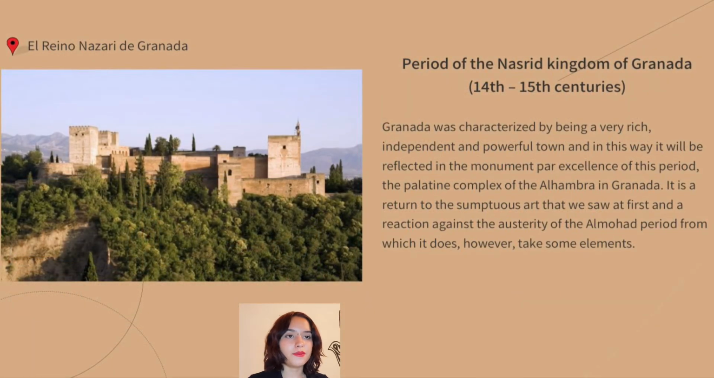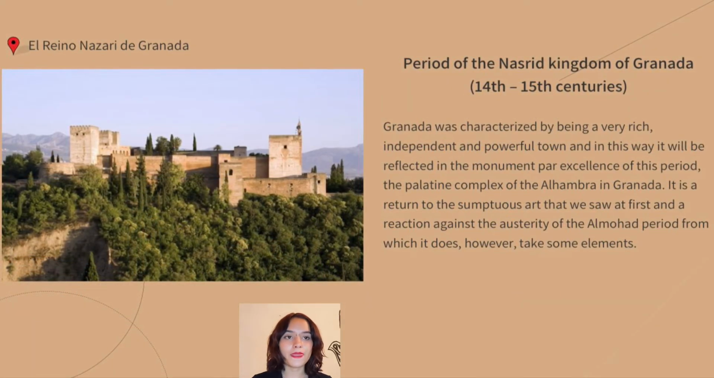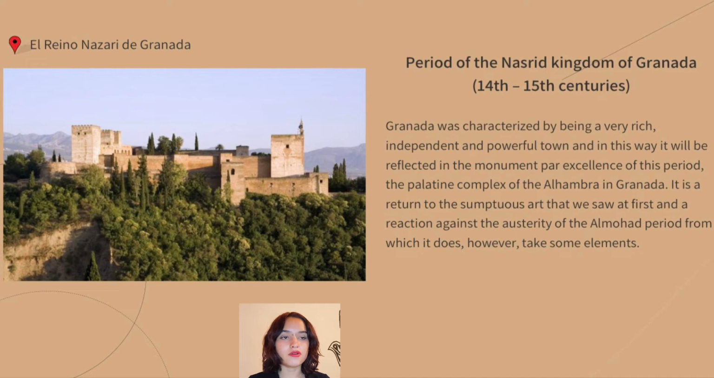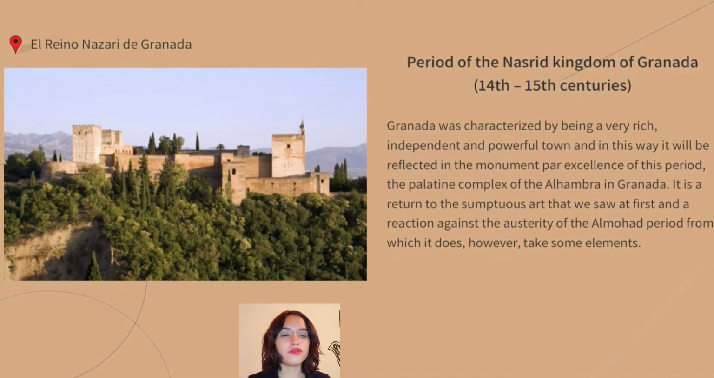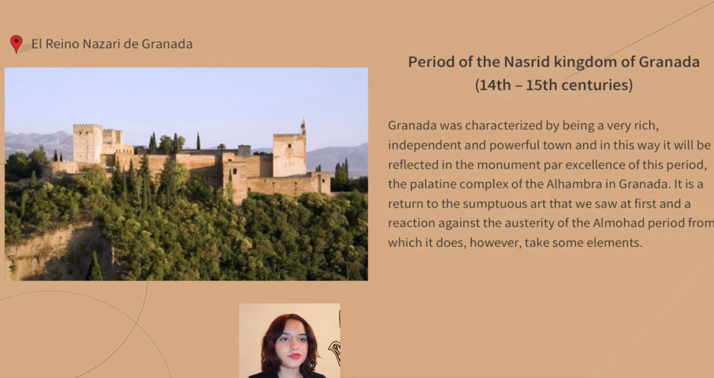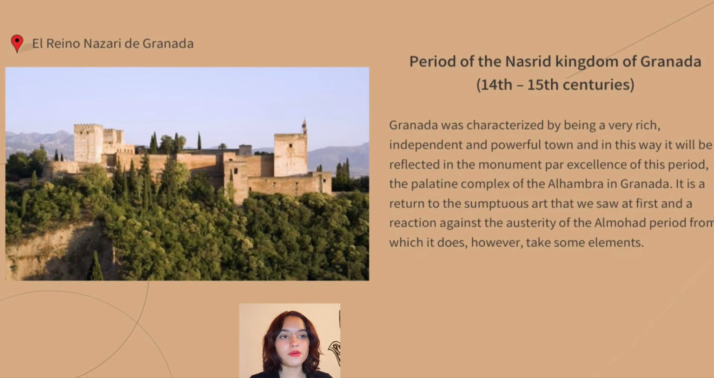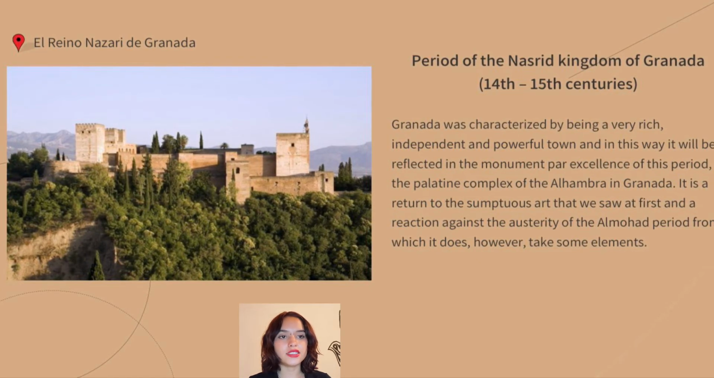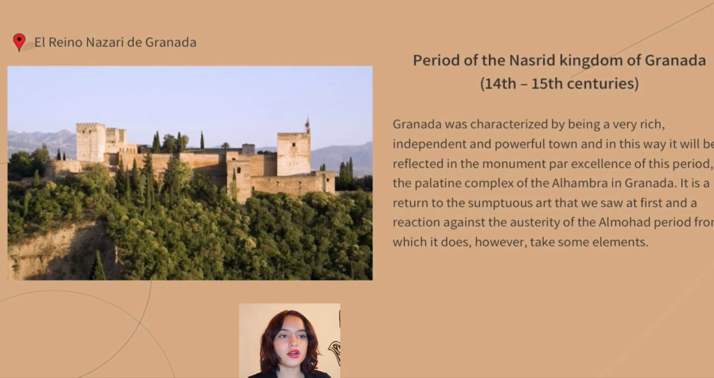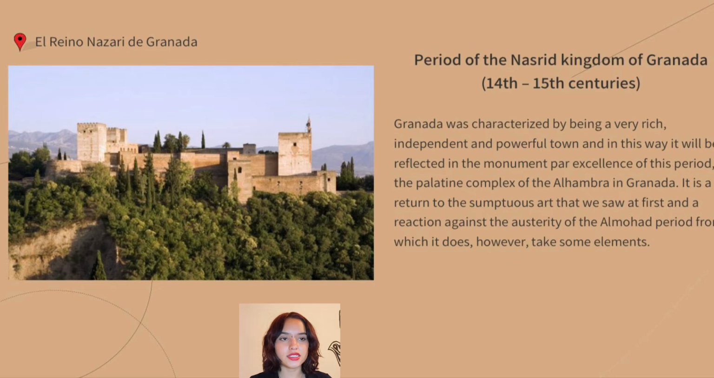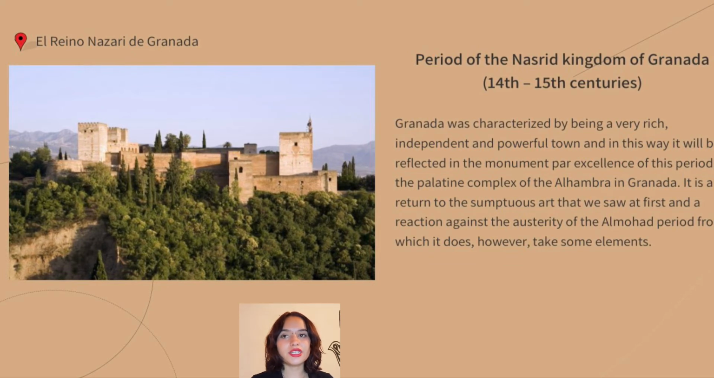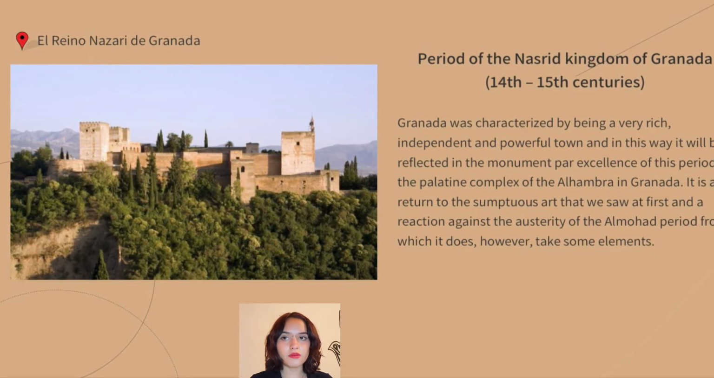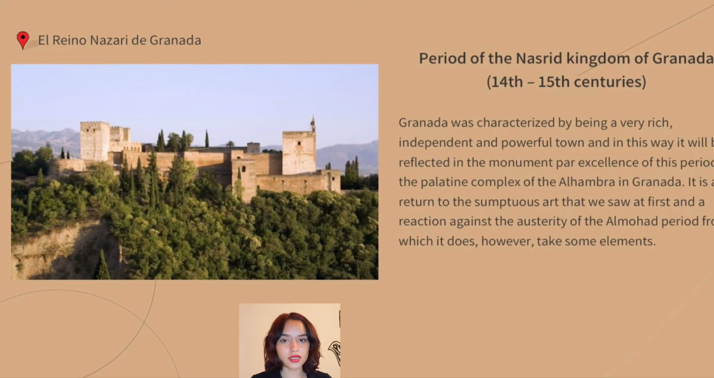And now we have the period of the Nasrid Kingdom of Granada. Granada was characterized by being a very rich, independent, and powerful town. In its way, it will be reflected in the monument par excellence of this period, the palatine complex of the Alhambra in Granada. It is a return to the sumptuous art that we saw at first and a reaction against the austerity of the Almohad period, from which it does, however, take some elements. As far as the materials are concerned, they will be poor but covered with plasterwork, marble, silk, cloth, and tiles.